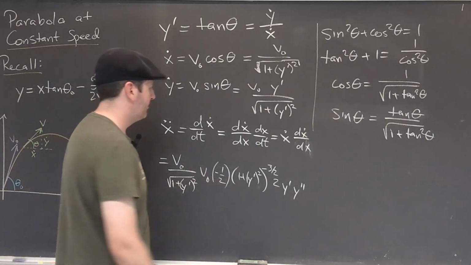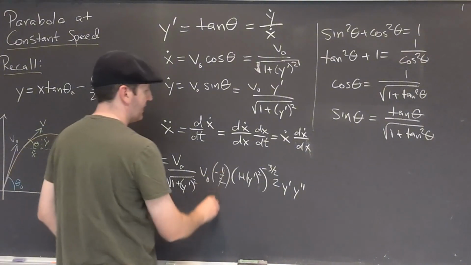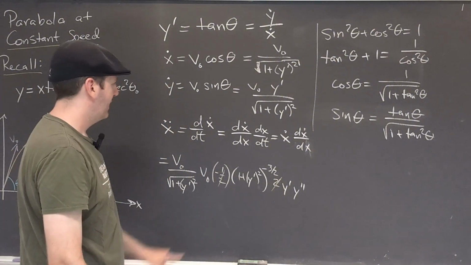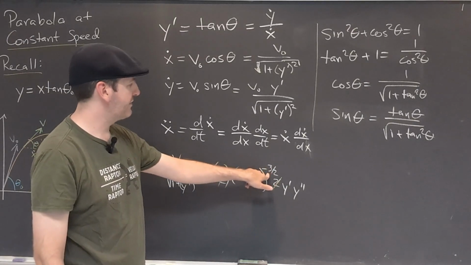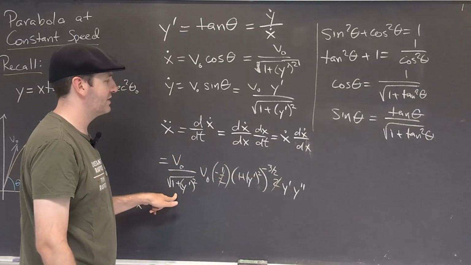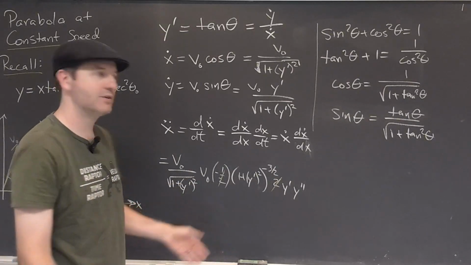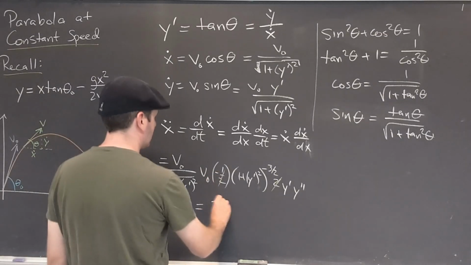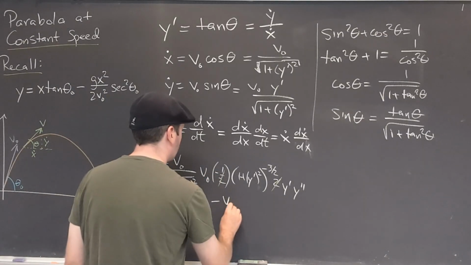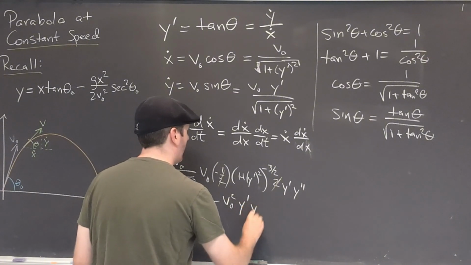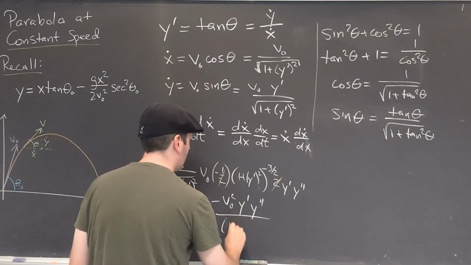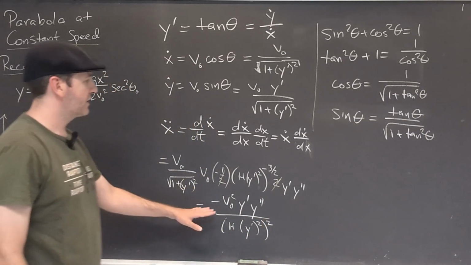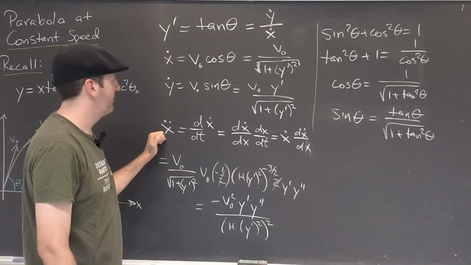If we clean this all up a little bit, we can see that the 2's cancel. V naught's combine to give us a v naught squared. And then this negative 3/2 power and this negative 1/2 power give us a negative 4/2, which is, of course, negative 2. So I can rewrite all of this as an overall minus sign. Let's not forget that. V naught squared y prime y double prime over (1 plus y prime squared) squared. So that's our expression for the second derivative in x.